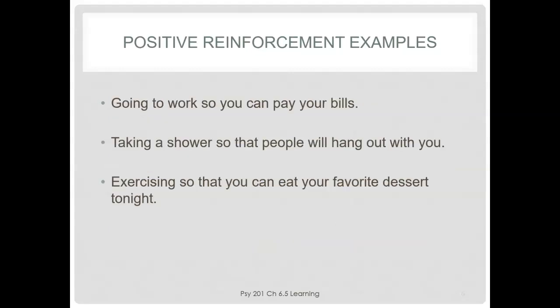Some other examples. You go to work so you can pay your bills. You take a shower so that you have friends. You exercise so that you can eat your favorite dessert tonight. These are all examples of positive reinforcement.